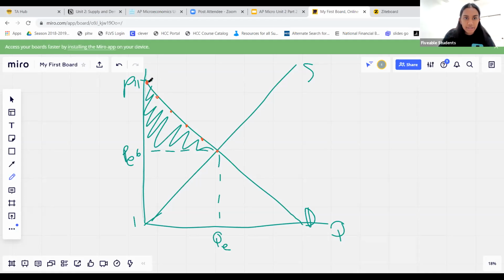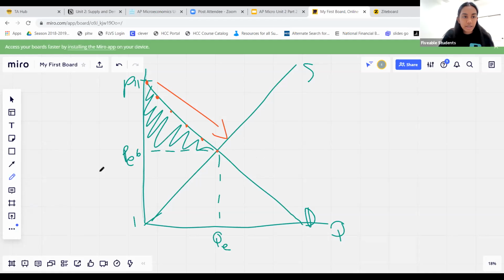Just looking at this individual consumer, they're willing to pay $11, but the market price is actually $6. So their consumer surplus would be $5. And then this next one is willing to pay $10, and the market price is $6, so their individual consumer surplus is $4. As you go down the curve up to the equilibrium quantity, of course, that gives us the entire consumer surplus for the market.